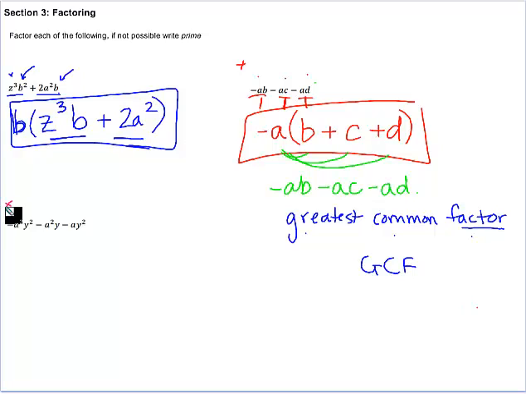Let's do another one like this. Negative a squared y squared minus a squared y minus ay squared. So we have to look at each of these and decide what the greatest common factor is. So if we just focus on a's, we have an a squared and an a. So we have one a in common. Now if we look at the y's, we have a y squared, a y, and a y squared. So we have one y in common. They're all negative, so we're going to take out a negative ay.